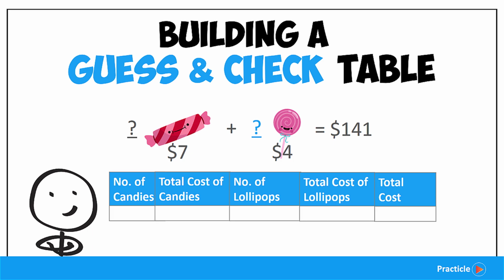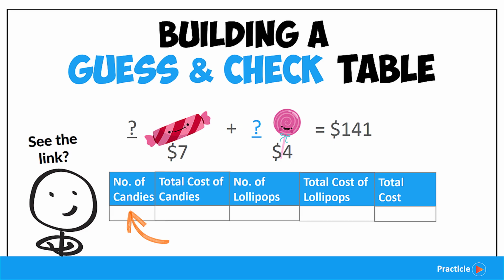Are you ready? We are going to guess our answer now. Since we need to solve for the number of lollipops, we will be guessing that number. And once we have that, we can find the number of candies. How do we do that? Since we know that the total number of candies and lollipops is 27, we'll subtract the number of lollipops from 27 to find the number of candies.